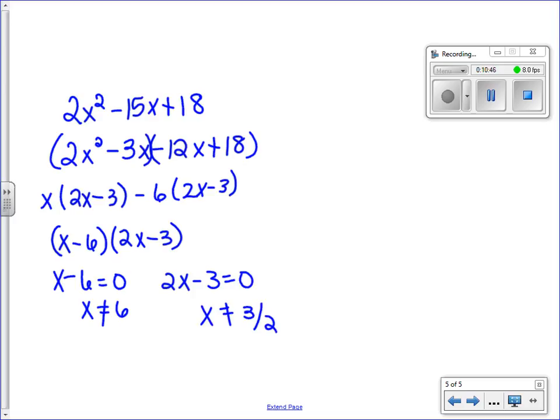So for number 5, it would be all real numbers except 6 and 3 over 2. Because what happens if I put 6 in right there? What's the answer? 0. Can't have 0 in the denominator. If I put 3 over 2 in right there, you get 0. Can't have that in the denominator.